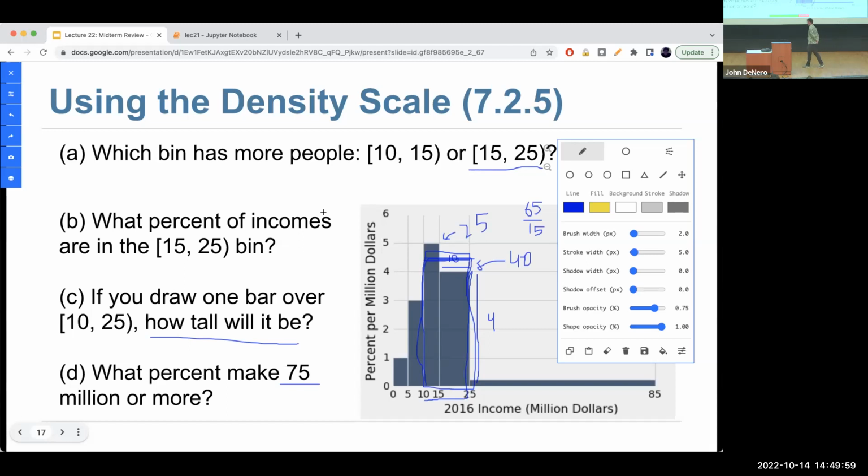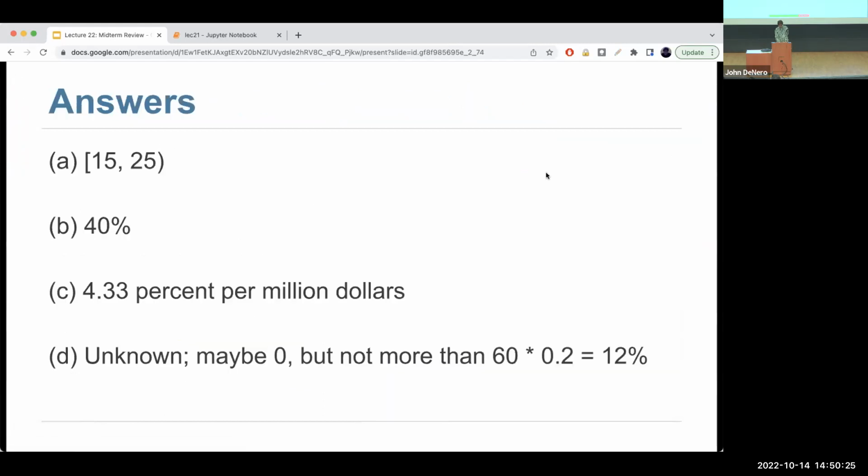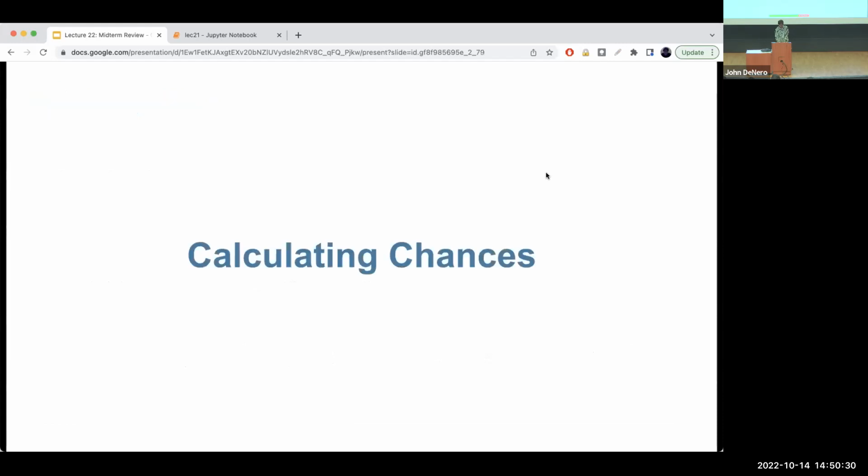Great question. How did we approach C, even though we don't know the total population? We did know the total percent in the range 10 to 25 by adding up the 2 bars to get to 65%. And we knew that the area of this new bar was supposed to be 65%, and we knew its width just by looking at 10 to 25. So that's how we got there. Cool. Apparently we got it right.